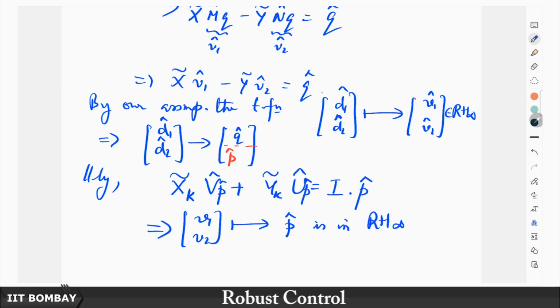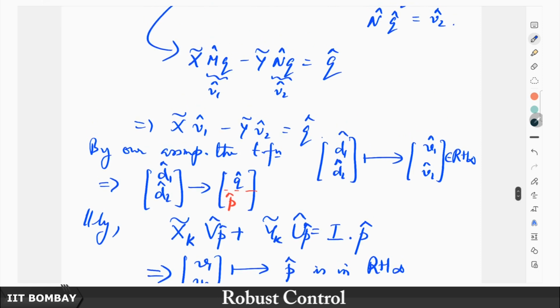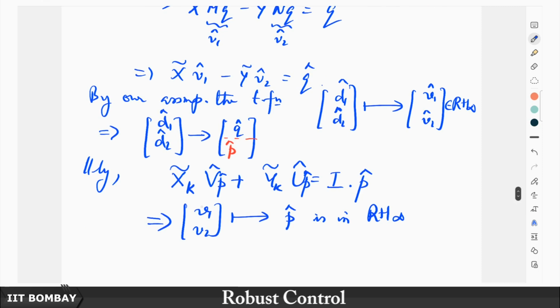is in RH infinity. And once again, as before, by your assumption the map from D1 hat, D2 hat to V1 hat, V2 hat is in RH infinity, and now from V1 hat, V2 hat to P hat is also in RH infinity. So, therefore, the entire resultant map from D1 hat, D2 hat to this P hat, Q hat.